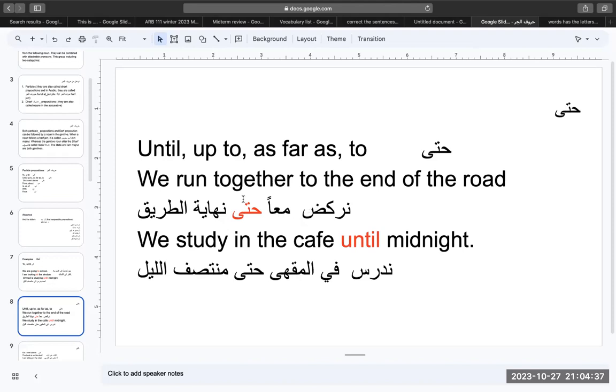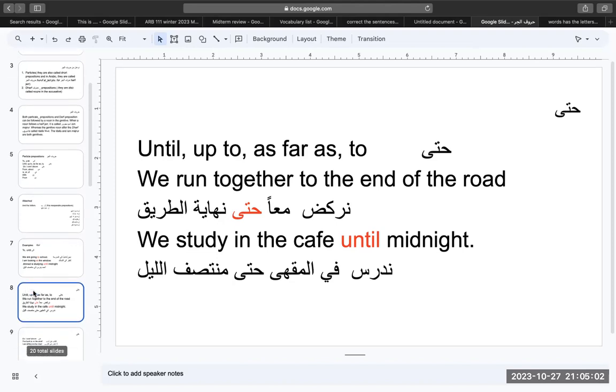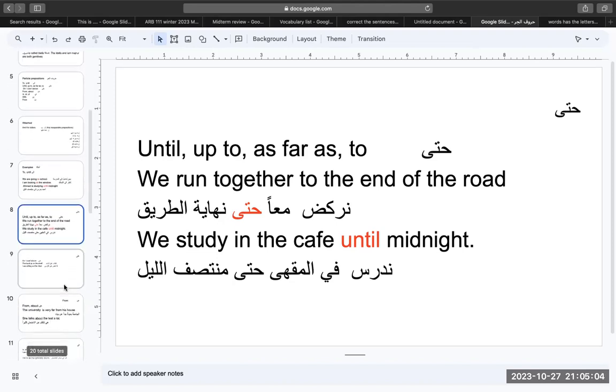نركض معا حتى نهاية الطريق. معا, it means together. We study in the cafe until midnight. In Arabic, ندرس في المقهى حتى منتصف الليل. Here it gives me time. I used it with time, and here I used it with kind of destination or place.